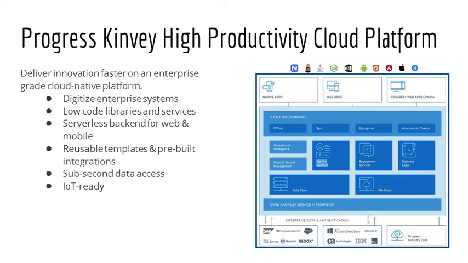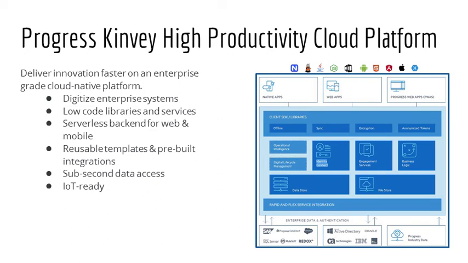Second, Progress Kinvey enables speed. How it does this is by having pre-built application templates that you can simply take off the shelf, customize, and start building an application. And you can really quickly stand up a production-ready application. And this is how Progress Kinvey helps you to ship an application in just 4 weeks rather than 18 weeks.